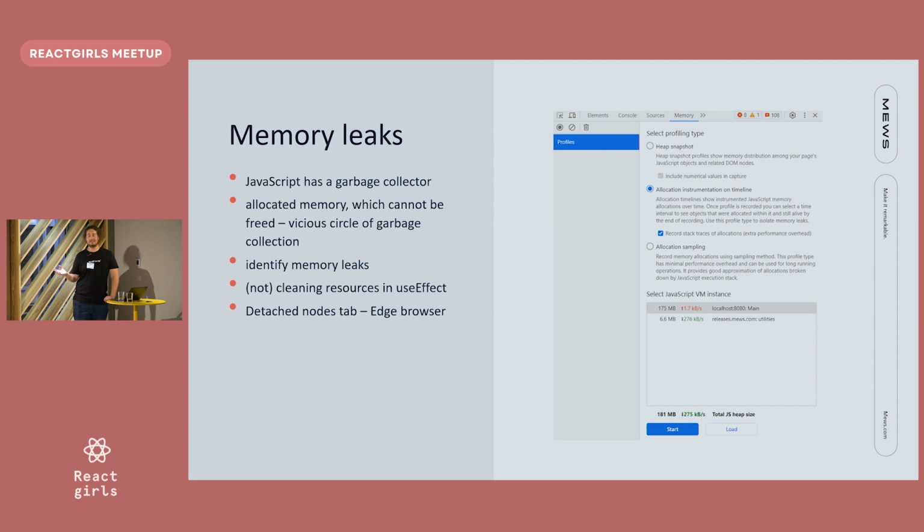What can you do about it? That's the funny part. You need to do a pretty heavy investigation. You can do a heap snapshot. You can do allocation instrumentation on timeline, which basically records what objects have been allocated, and then you just run the garbage collection, close the recording, and investigate. In any case, it's just a lot of time to spend, and it's a pretty heavy investigation.